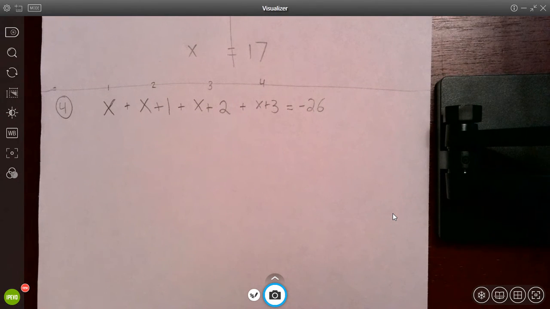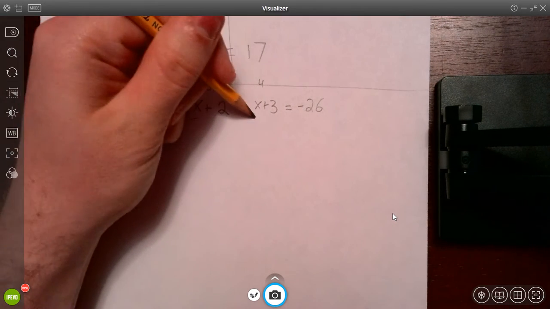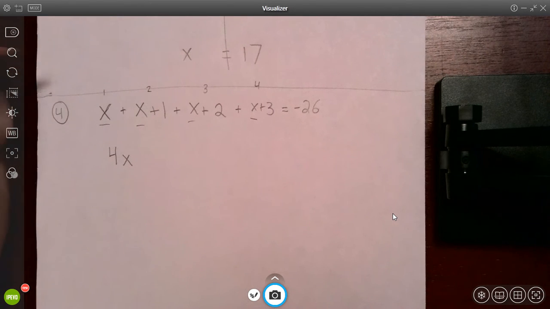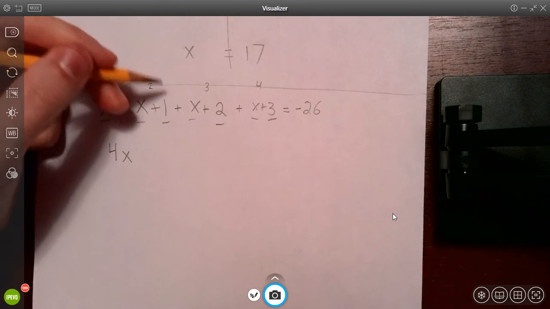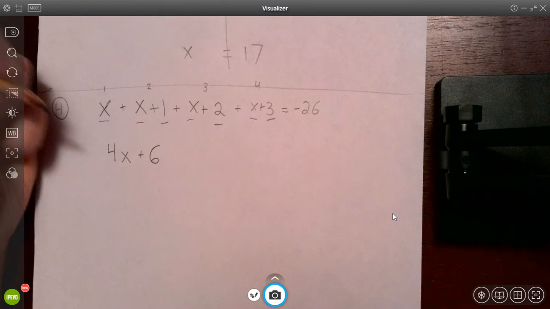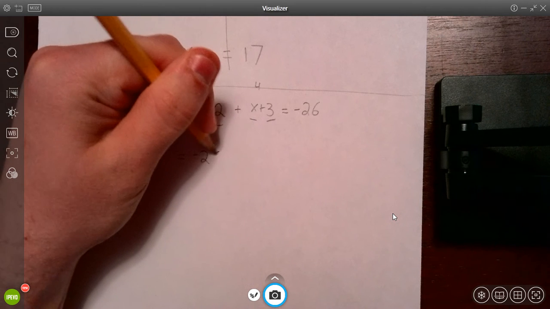Now, if you guys remember those posters that we had up on the back wall before we left, the first step to solving any multi-step equation is to combine like terms and distribute to simplify. So we can combine all of our x's, and there's 4 of them. So we can call that 4x. We can also combine 1 plus 2 plus 3. Well, 1 plus 2 is 3, and 3 plus 3 is 6. And all of that is going to be equal to negative 26.